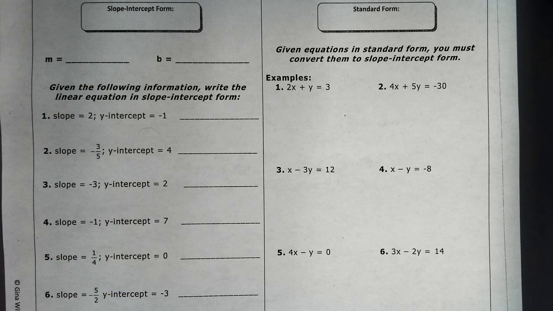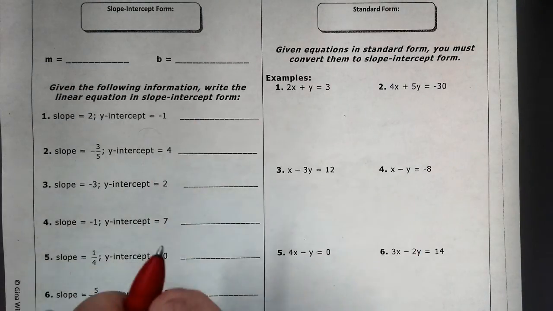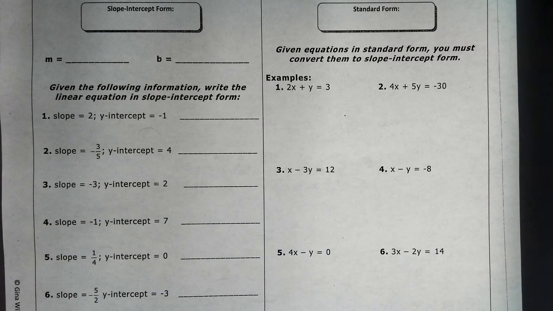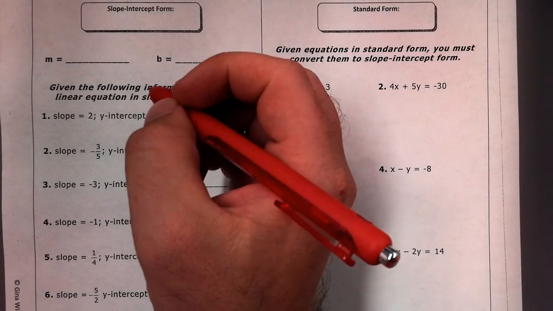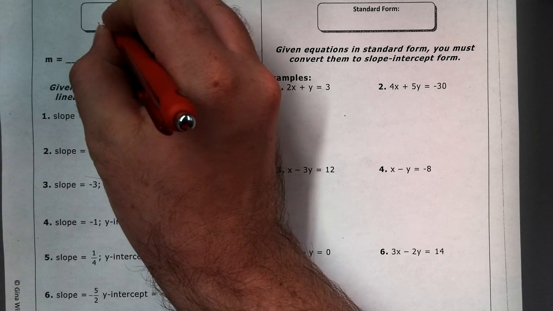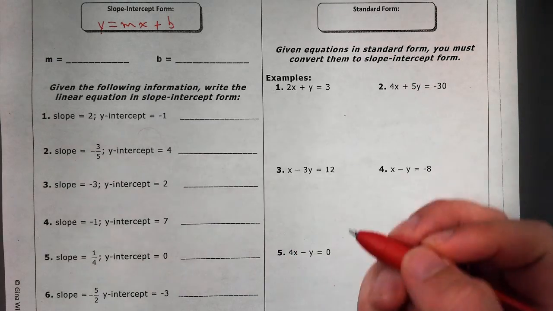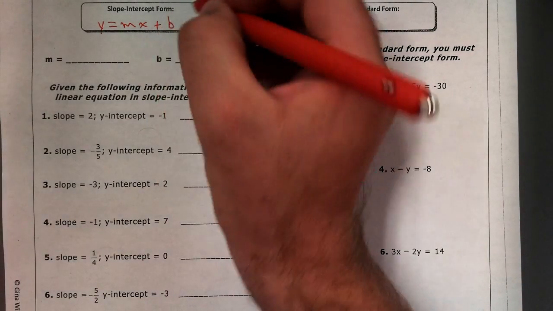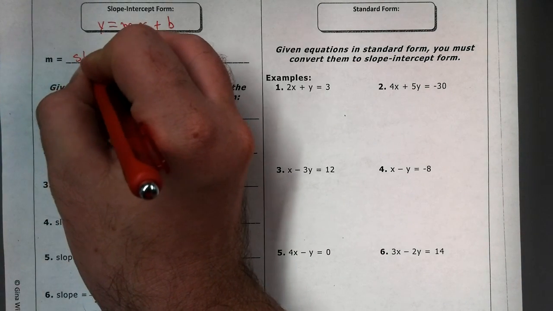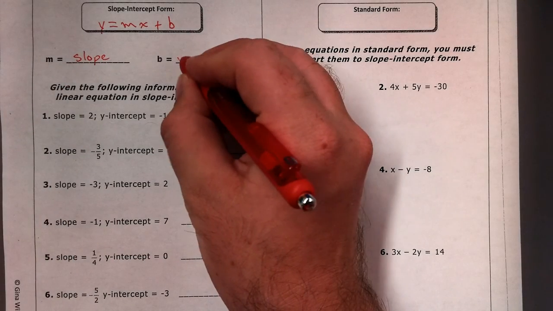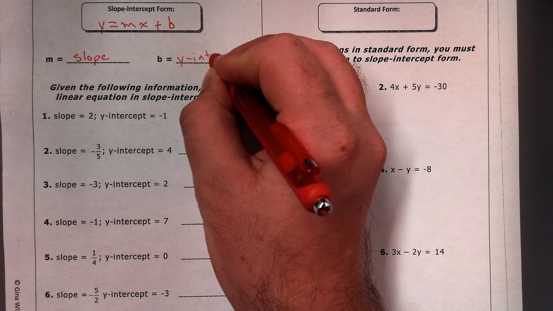Hi guys, today's notes are going to go over two forms of linear equations we're going to use often. The first one is slope-intercept form, the second one is standard form. Now, I'm pretty sure most of you are already familiar with slope-intercept form. It's your y is equal to mx plus b. And remember, our m is the slope, and our b is going to be that y-intercept.